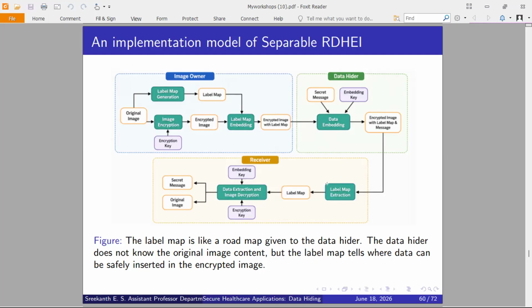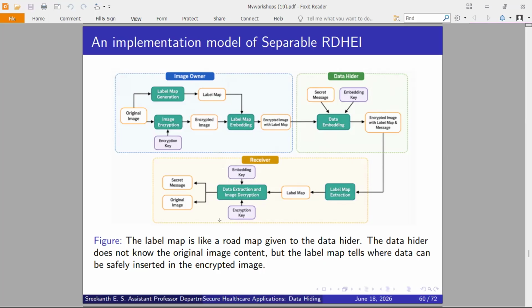That will be received by the receiver along with the label. He will extract the label map first. Then using this label map, he will identify the separate data. This key is not compulsory for the receiver. Sometimes he may have it, based on his level, maybe a user or an administrator. Depending on that, maybe only the encryption key will be with the receiver, or maybe the embedding key, or maybe both.